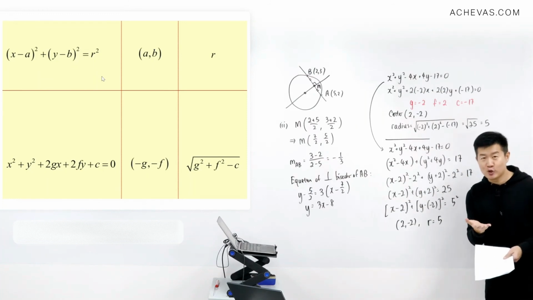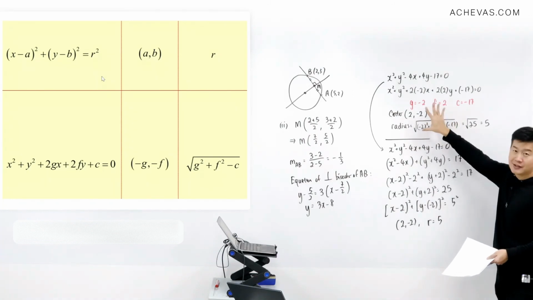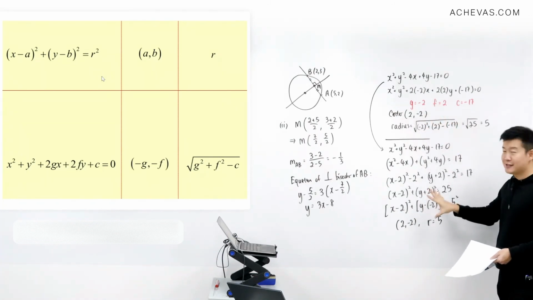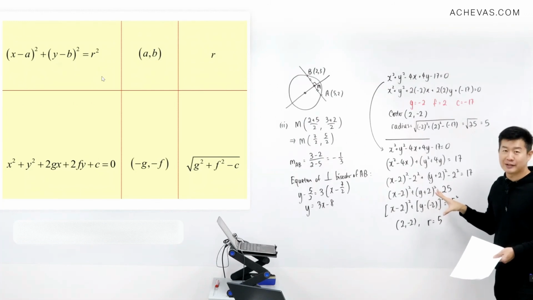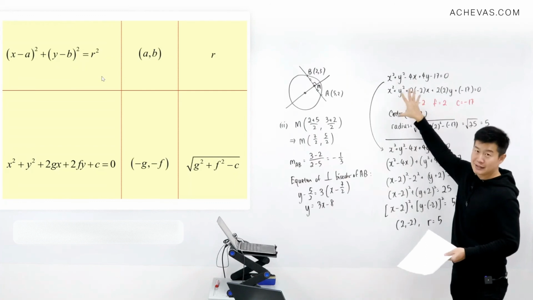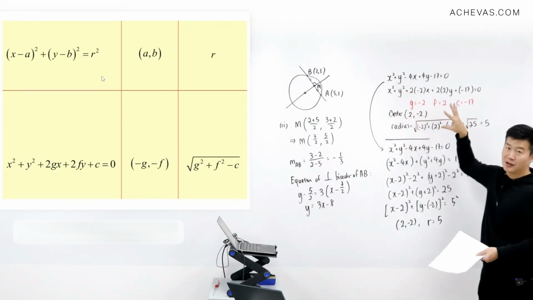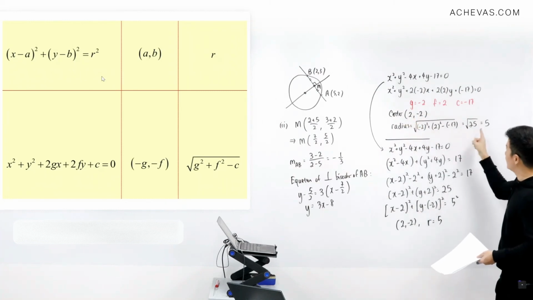So it really depends on you. It depends on your preference. I think this is fine. In fact, I think this is good for most people. But if this goes well for you better, might as well just go for this. But regardless of whether it is this or this, we are still going to be arriving at the same center. We are still going to be arriving at the same radius.